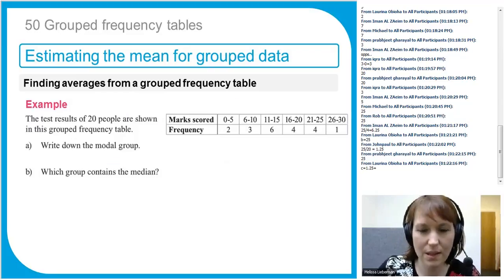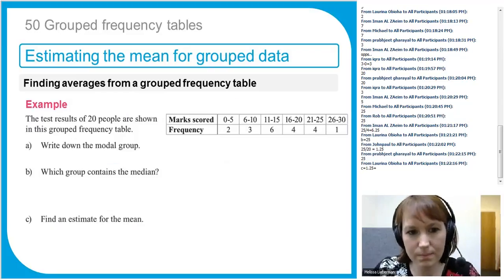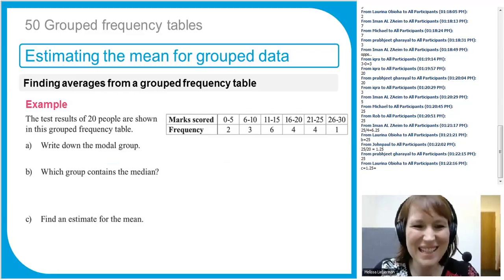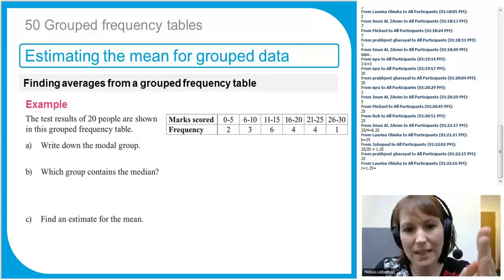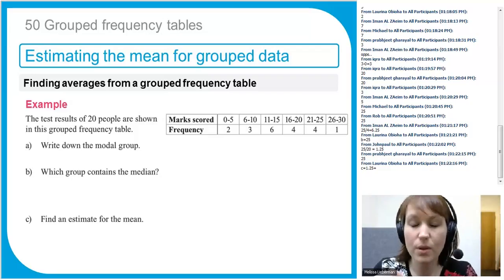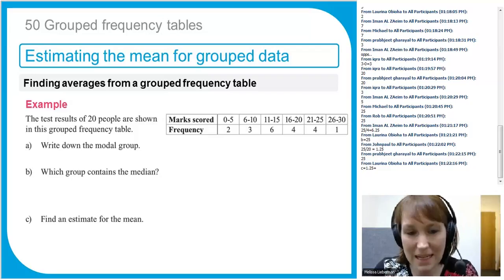So that's fine. So here's test results for 20 people. Can't remember if that's the same data that I used earlier on. And these have been put in intervals. So 2 people scored between 0 and 5. 3 people scored between 6 and 10, 6 people scored between 11 and 15, and so on. But we don't know the actual marks, so we're going to have to estimate the 3 types of averages, more or less, or it's just going to be a little bit vaguer.